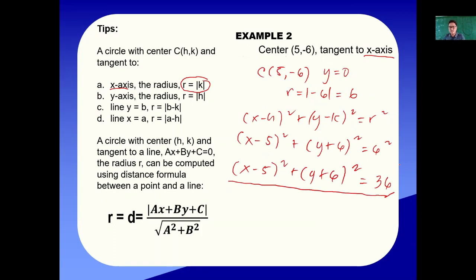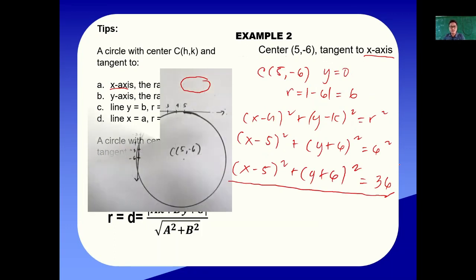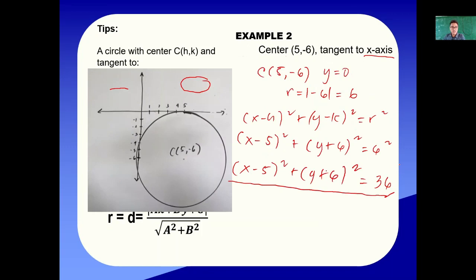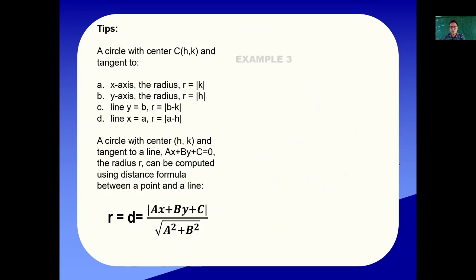If we want to graph that, it will look like this. Nakuha. Nagtangent siya. Nagtangent na siya sa x-axis. Tingnan niyo dun sa y-axis, hindi siya. Ano to? Secant. Ito kasi dalawang point yung nag-intersect sa kanya. Nakuha. That is the difference between a center tangent to y-axis and x-axis. Another example.